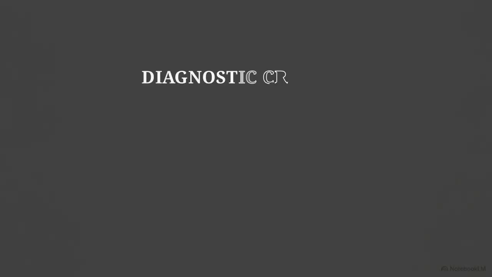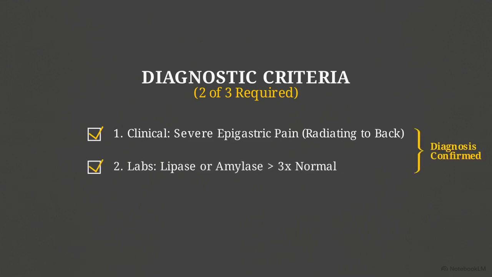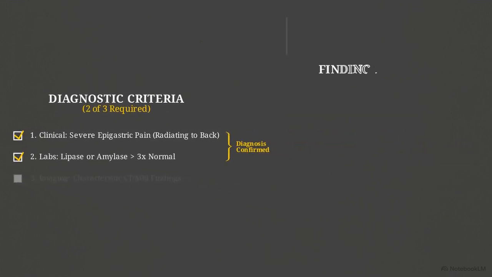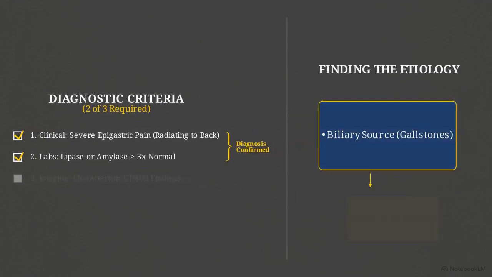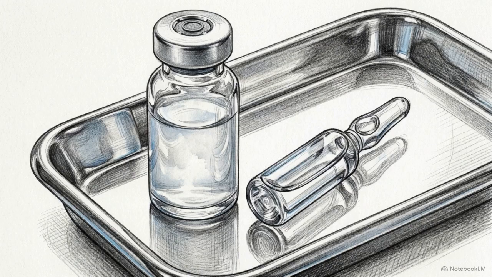Acute pancreatitis diagnosis requires 2 of 3 criteria: severe epigastric pain radiating to the back, lipase or amylase elevated 3 times normal, and characteristic inflammation on imaging. Next, to find the etiology, every patient requires an immediate ultrasound and comprehensive alcohol history. Secondary etiologies include severe hypertriglyceridemia and hypercalcemia.